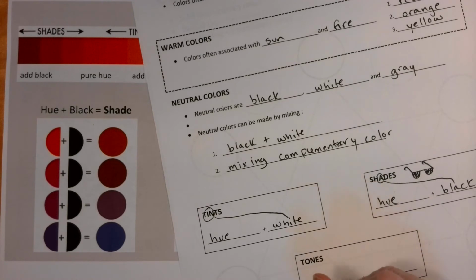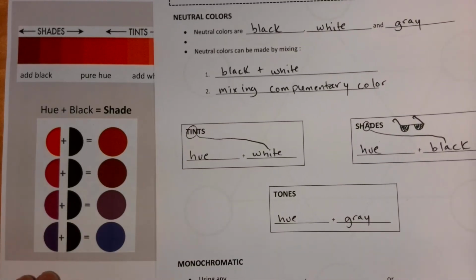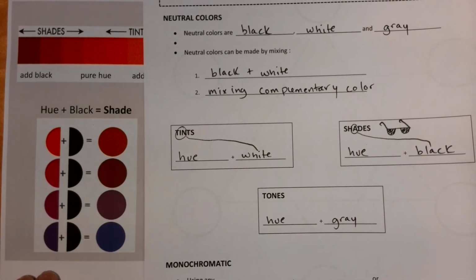And a tone is a hue plus gray. These are sort of muddied out colors. So a tone is a hue plus gray.